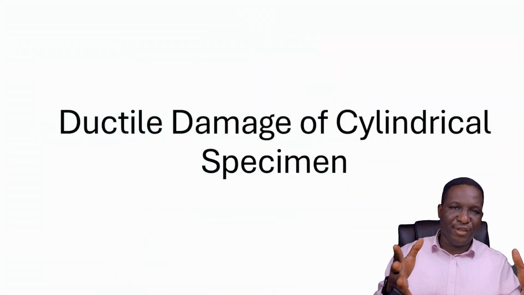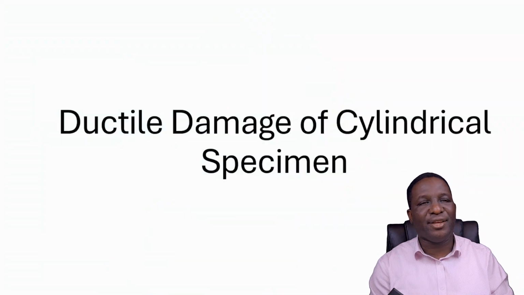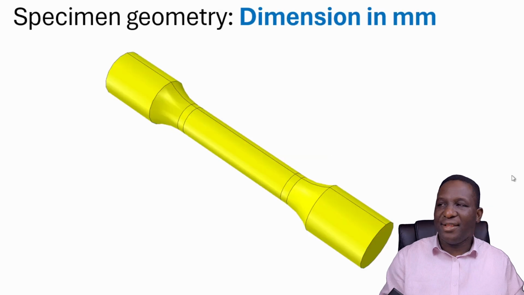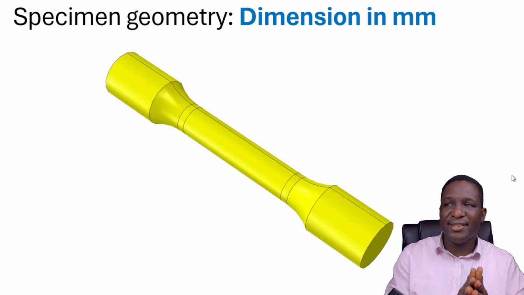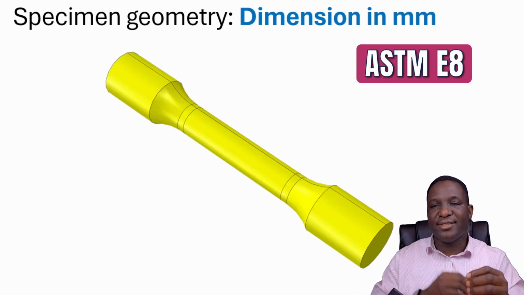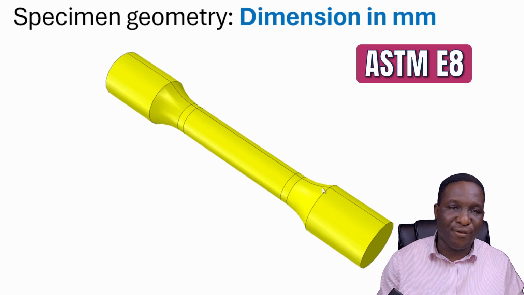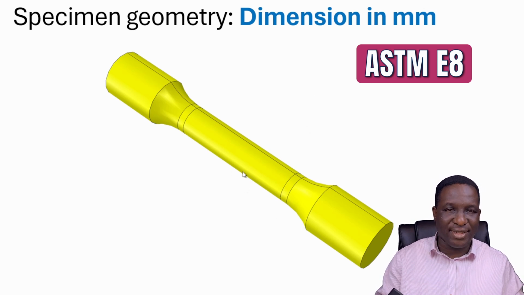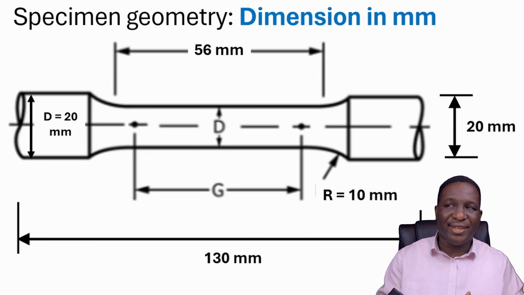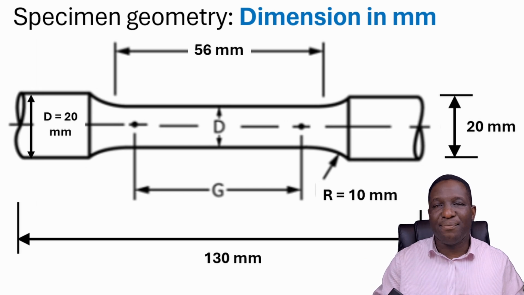So the essence of the video today is to explore ductile damage of a cylindrical specimen. The sample that we're going to test is an ASTM E8 cylindrical sample, and this is sort of how it's going to look. It's a dogbone sample, and we are going to work with this sample. The dimensions of this sample are in millimeters.